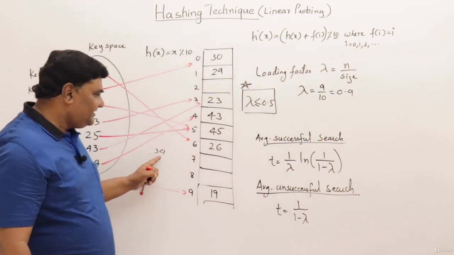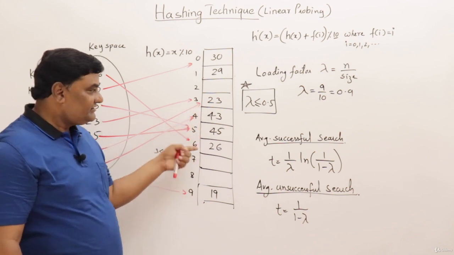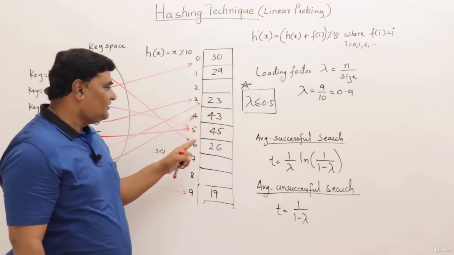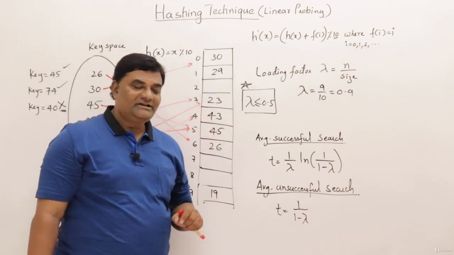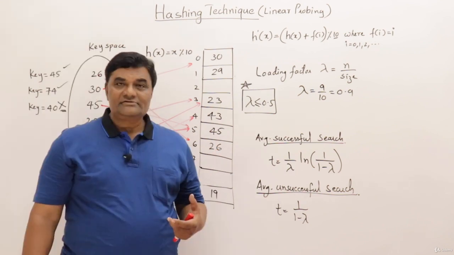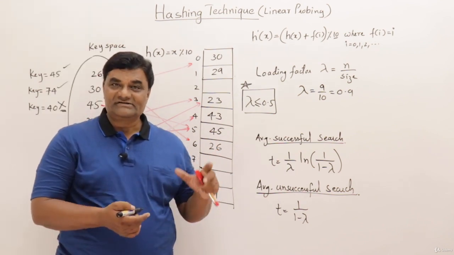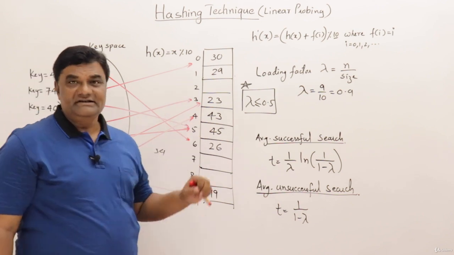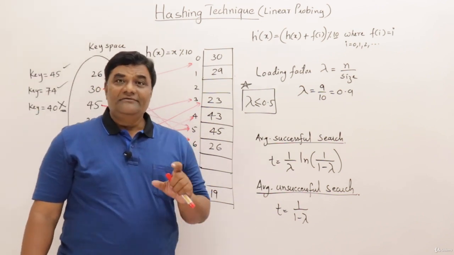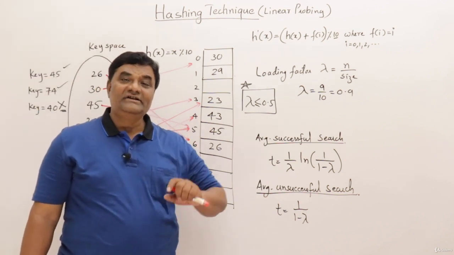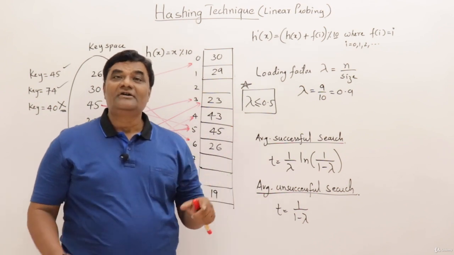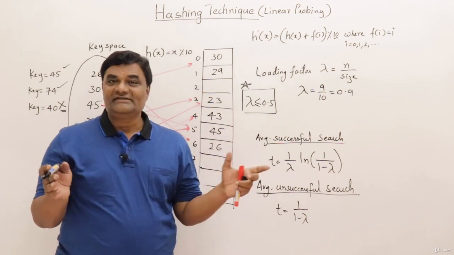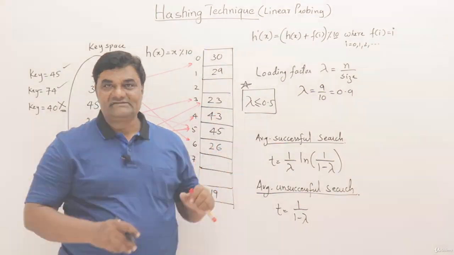So for searching a key that belongs to index 4, we are comparing with keys that don't belong to index 4. They belong to some other index. So different keys together may form a cluster, a block of keys at one place. This is the drawback. We call it primary clustering. So linear probing has a problem of primary clustering of keys, that is, a group of keys together at one place.